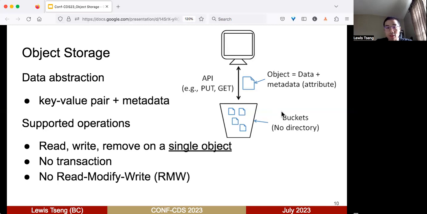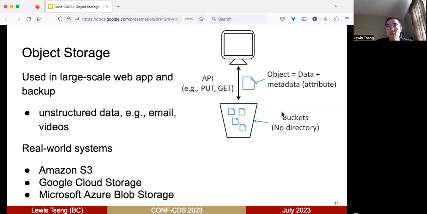And there's no transaction, meaning that you cannot touch multiple objects at the same time. You also don't have fancy operations like read-modify-write or compare-and-swap. No, you don't really have that. You only have read, write, and remove. It's very simple. However, it is still very, very useful.